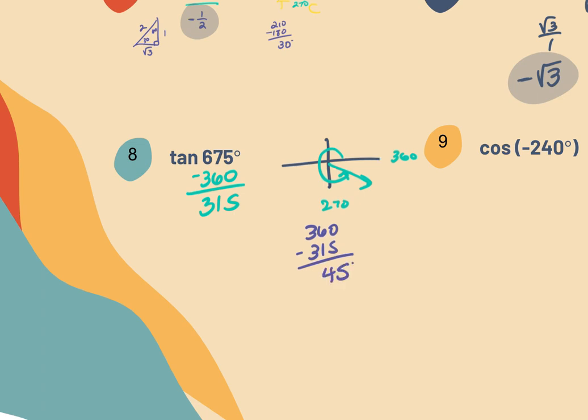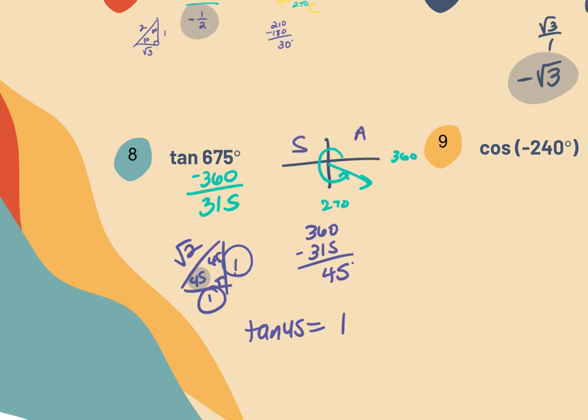45. Now I set up my 45, 45, 90 triangle: 1, 1, and root 2. They're both 45, so it doesn't matter which one you pick. Let's pick the bottom one. Opposite is 1. Adjacent is 1. So the tan at 45 would be 1. And fourth quadrant, positive or negative?